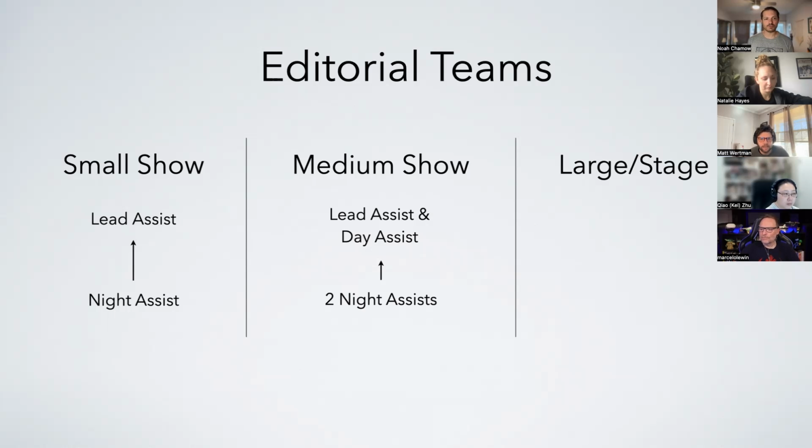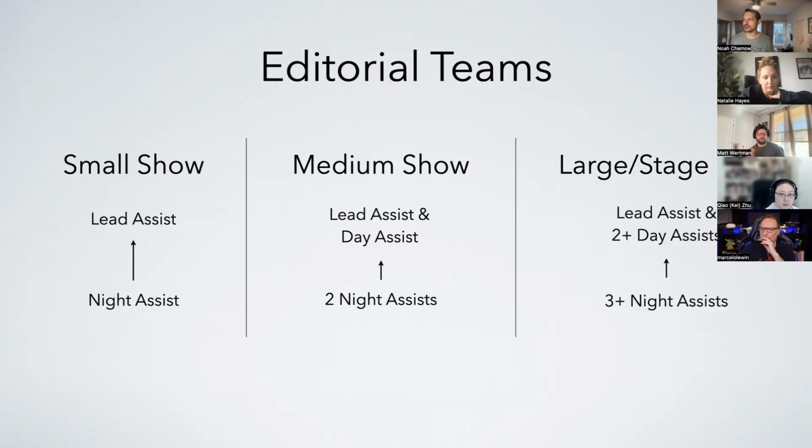Obviously, these numbers aren't hard and fast. You will have variations on all of this, but this gives you a general idea of how many people will be on the project with you doing the same kind of work. And then lastly, on a large show, like a stage show, you would have a lead assist and 2 or more day assists and 3 or more night assists. For a period of time, I worked on the show The Voice, and I think we had 4 people on days and something like 6 people on nights. It was a beast. So on a project like that, you will have a big team.